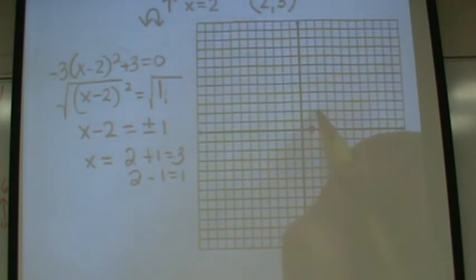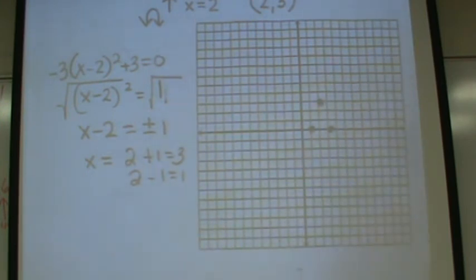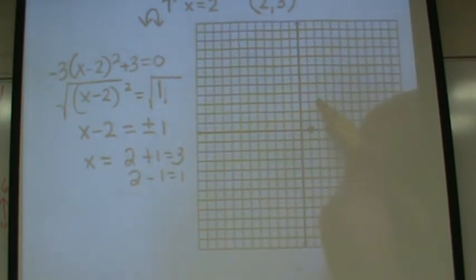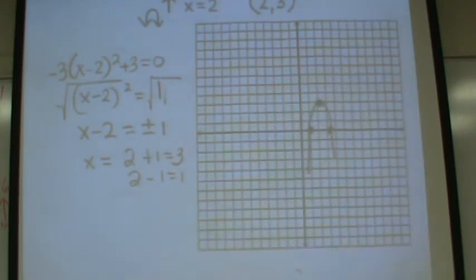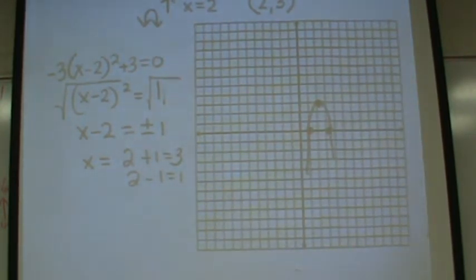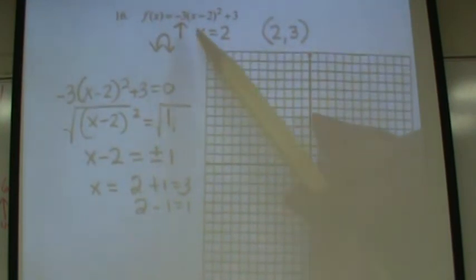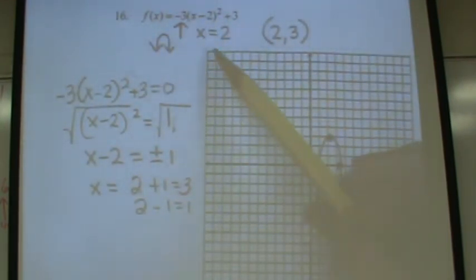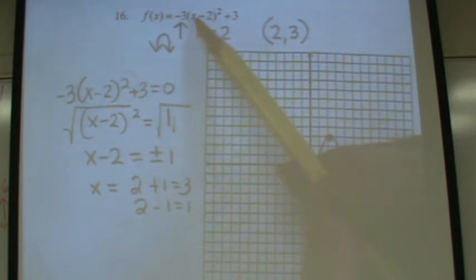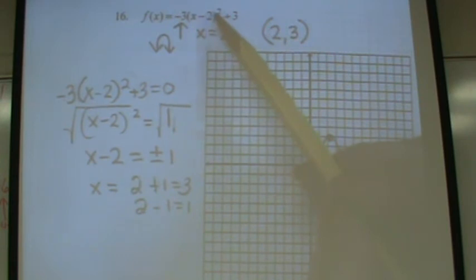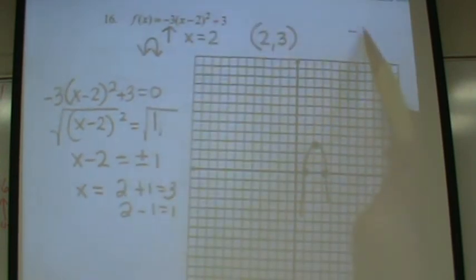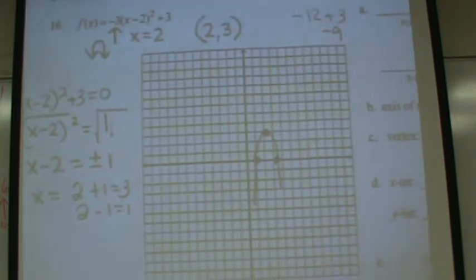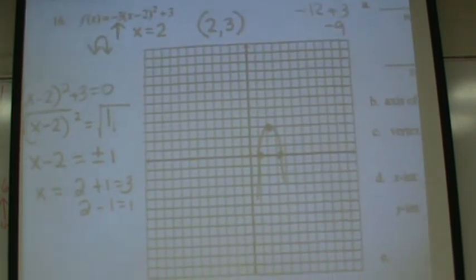Then you have 2, 1, 2, 3, so it's upside down. Just like that. Now, how do you find the y-intercept? You plug 0 in for x and find y. So if you have a 0 here, 0 minus 2 is -2, -2 squared is 4, 4 times -3 is -12, and then plus 3 is -9. So 0, -9 is your y-intercept.